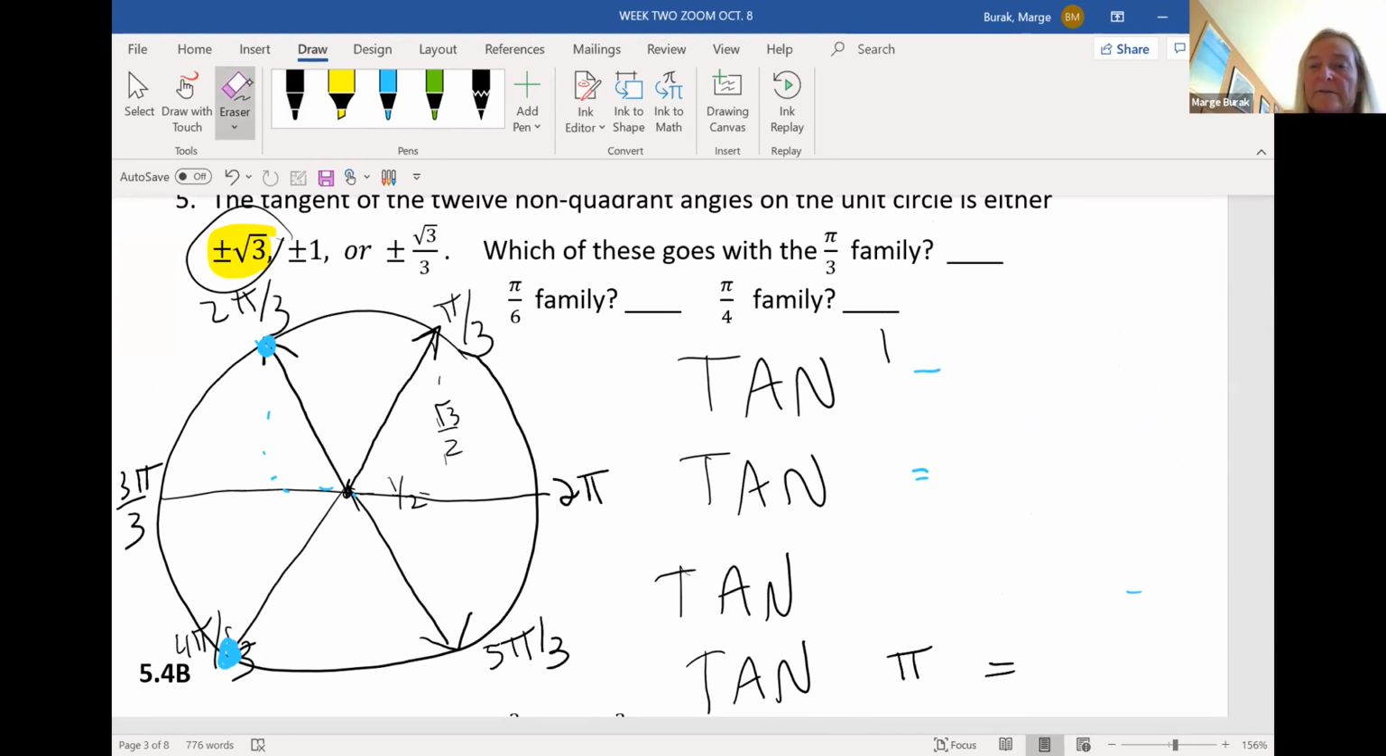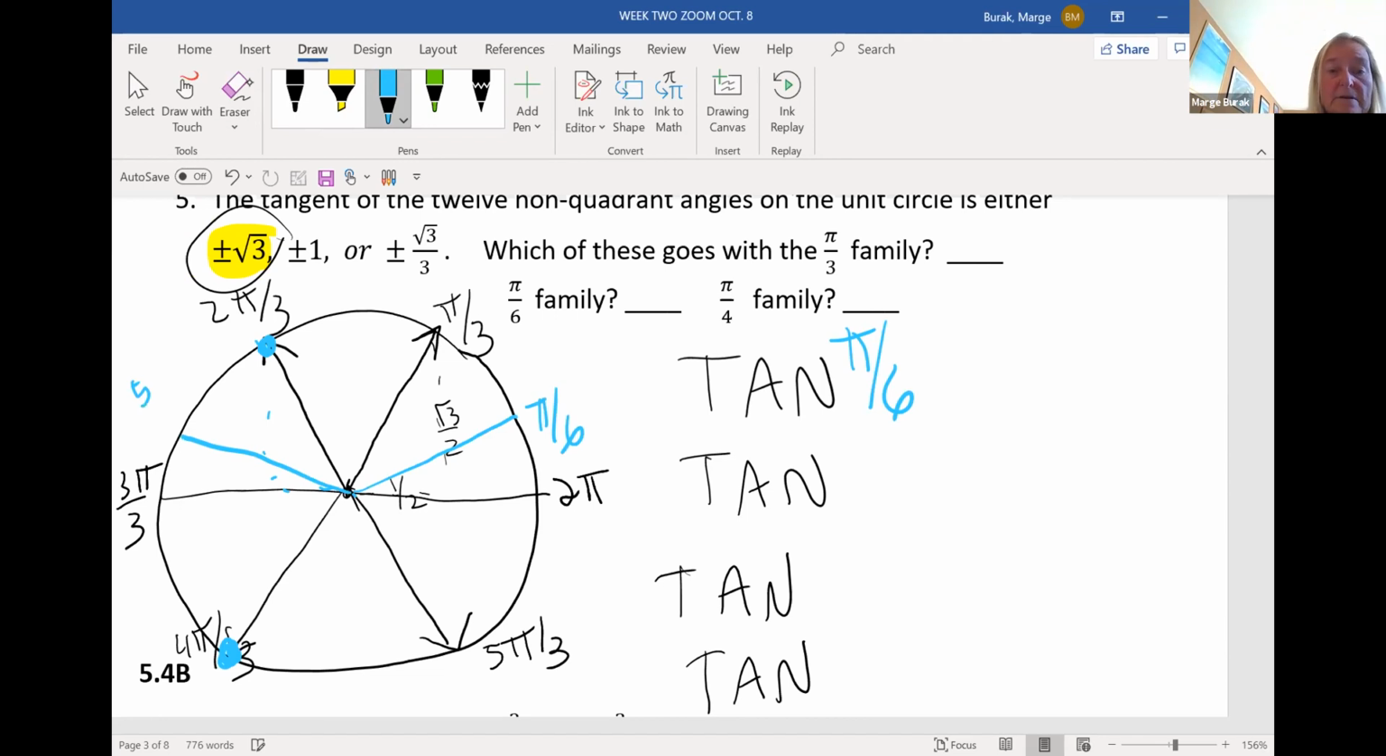Okay, so let's look at the family of pi over 6. I hope you got all that because I just erased it, but we are recording. Okay, so let's go with pi over 6, and that gives us this guy, this guy, this guy, and this guy. This is the family of pi over 6 that's on the unit circle.